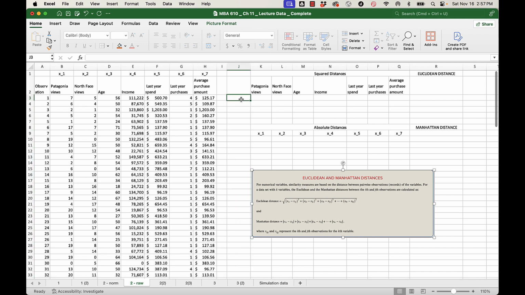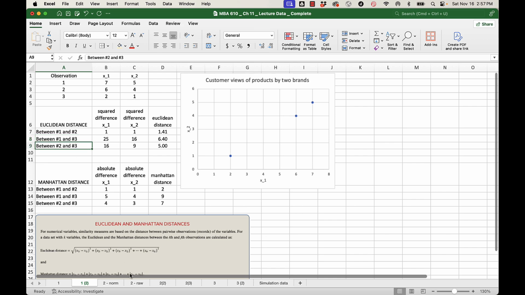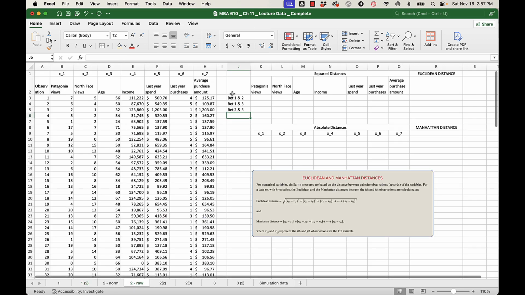Okay. All right, here, so we have to do the pairwise observations, remember? So between 1 and 2, between 2 and 3, and between 1 and 3, and between 2 and 3. I just want to make sure that that's the order I went in before. 1 and 2, 1 and 3, 2 and 3. Okay.